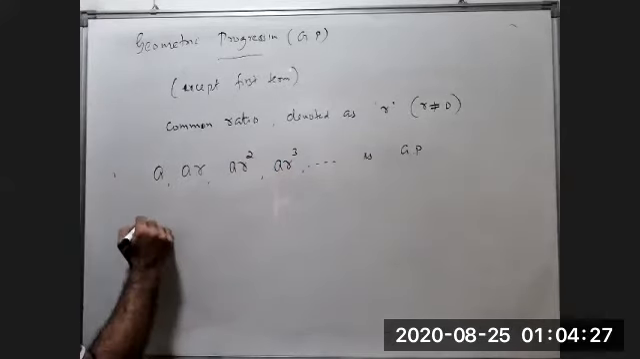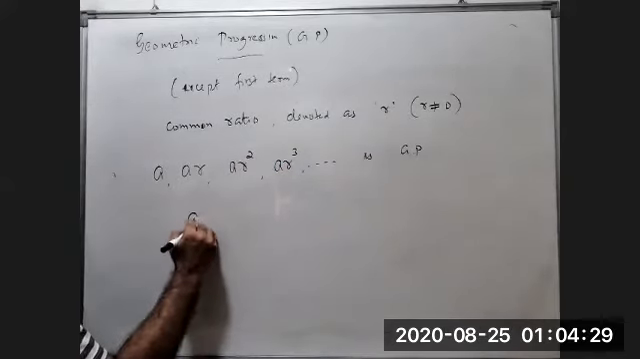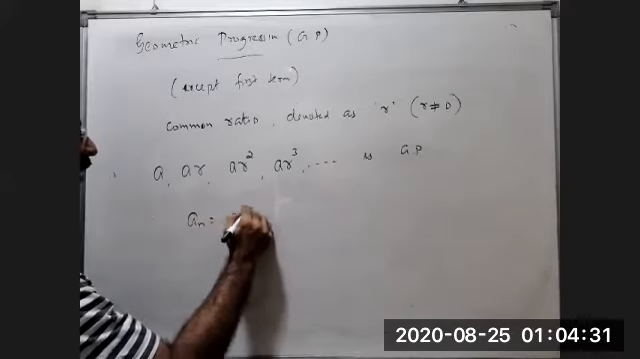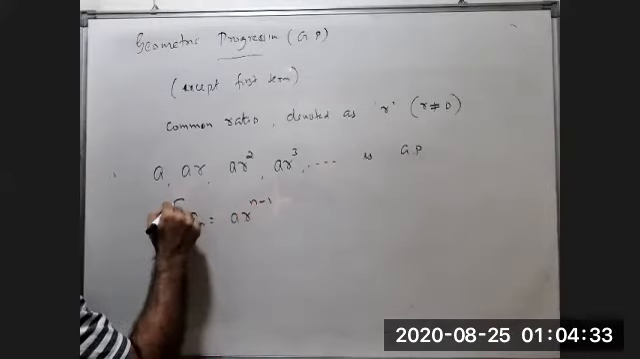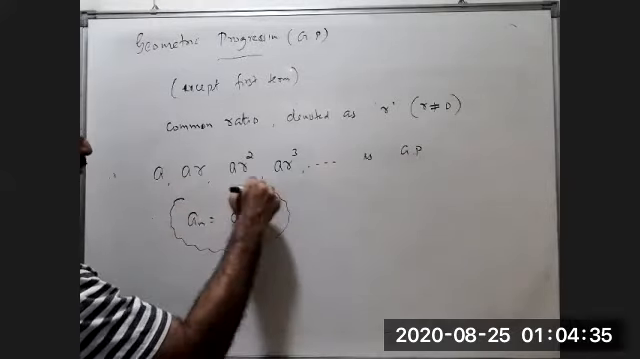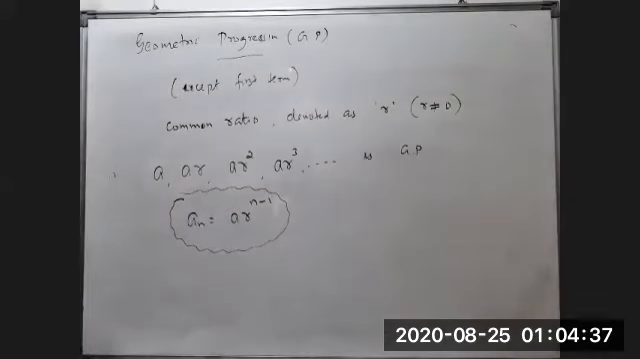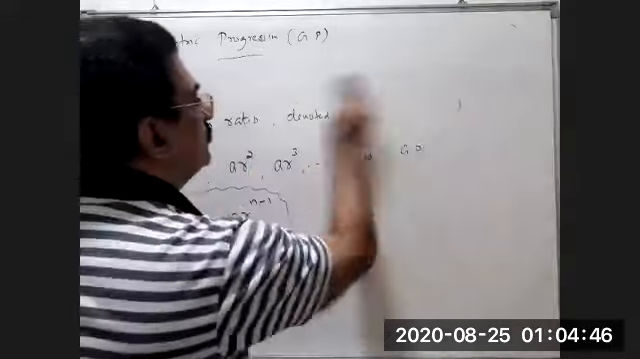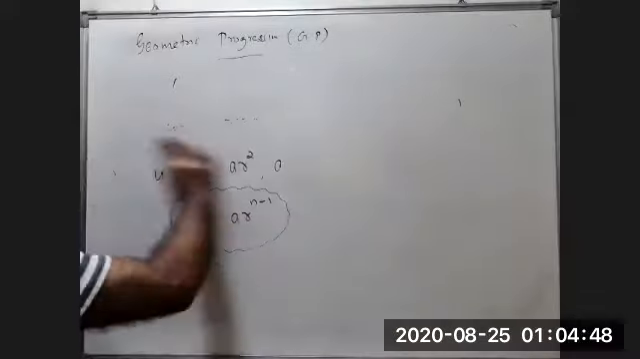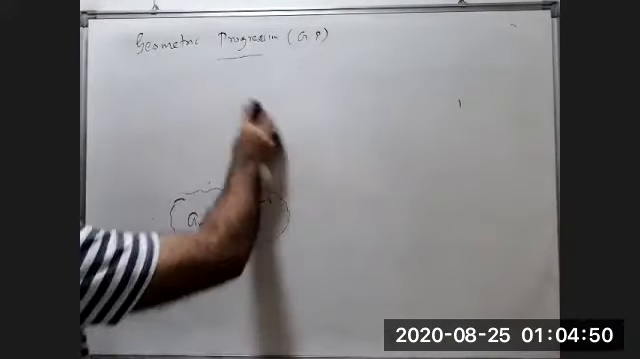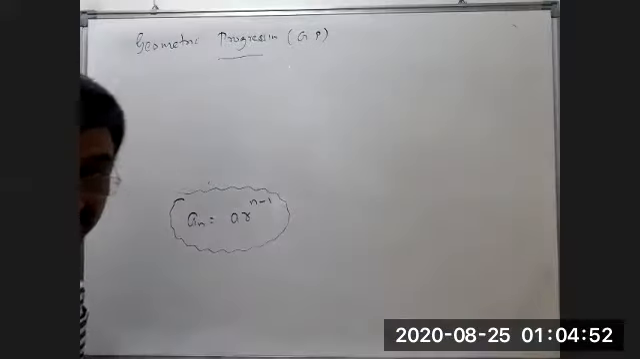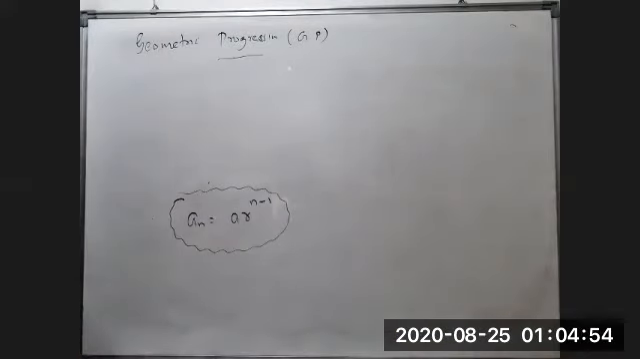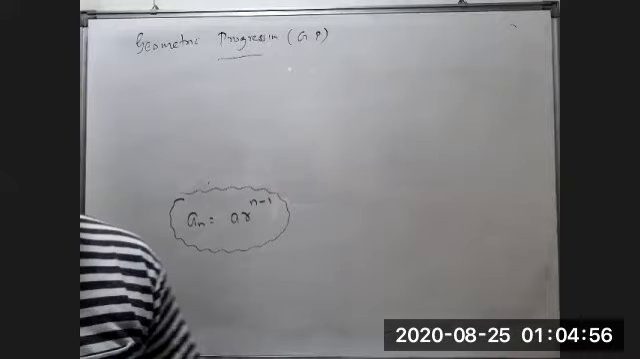Therefore, what will be An? The nth term is A R raised to n minus 1. An is A R raised to n minus 1. So this defines the nth term. The nth term of a GP, we use this formula.